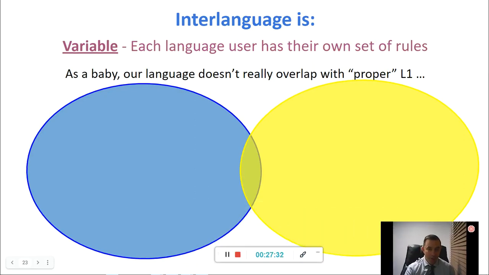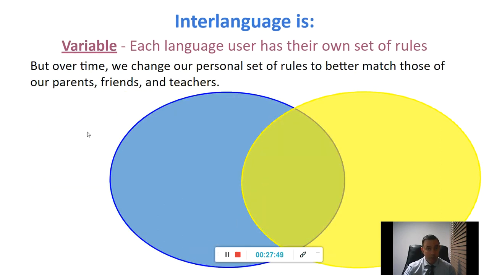So another thing about interlanguage is that, of course, it's variable. Everybody has their own set of rules. As a baby, our language doesn't really overlap with the proper L1. We just are not speaking standard English or Korean when we are babies. But over time, we change our personal set of rules to better match those of our parents and our friends and our teachers. So we start to sound a lot more like the adults in our lives, right?